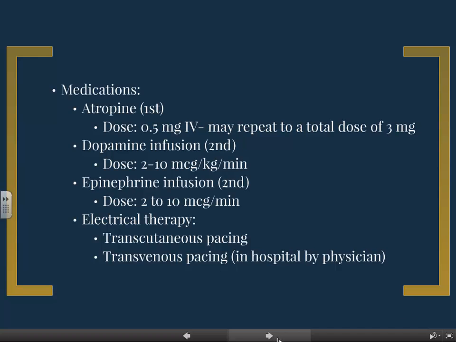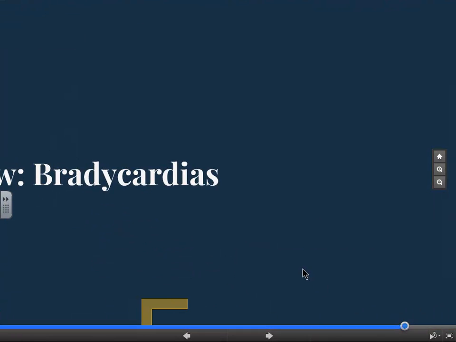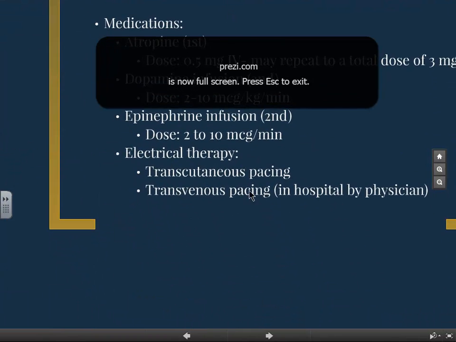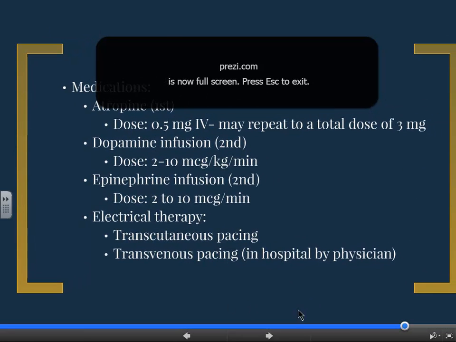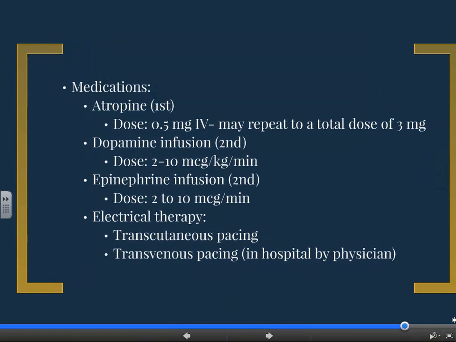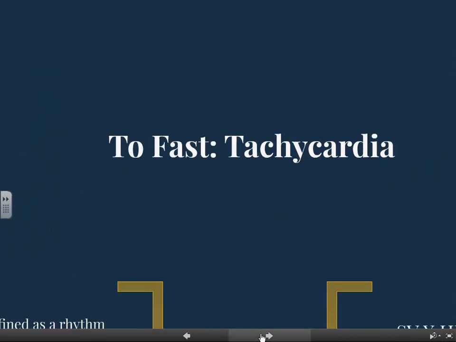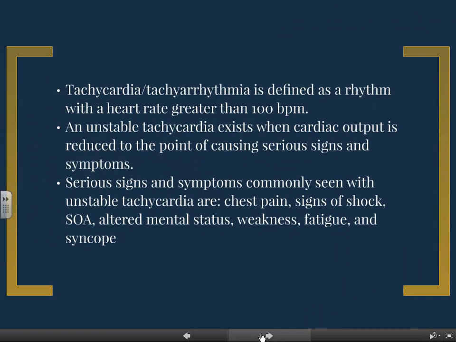Are too slow. We've talked about it: atropine, dopamine, epi, your transcutaneous pacing, and then transvenous pacing. Are too fast. Stable or unstable. All right?